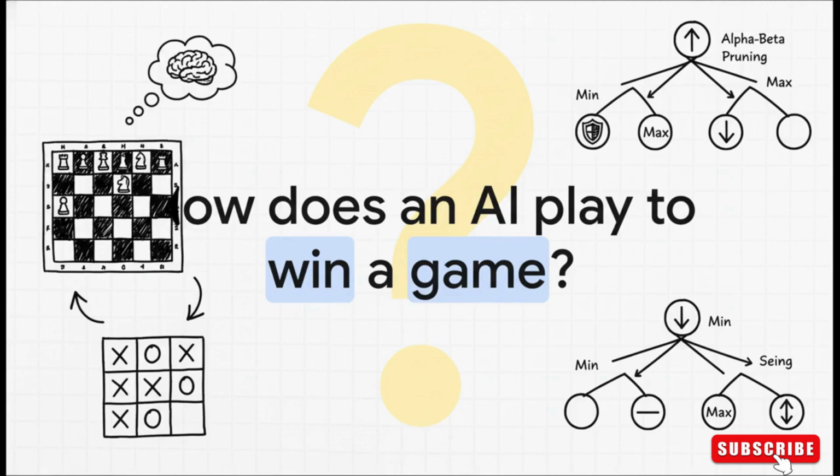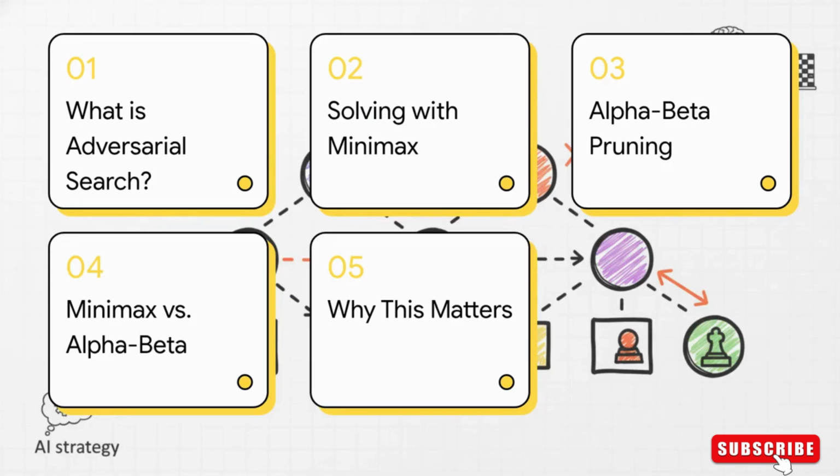Well, these techniques give an AI a solid strategy to find the absolute best possible move, all while assuming that its opponent is also playing their best game. So, here's our game plan. First, we'll cover the basics of adversarial search. Then we'll walk through solving a problem using the Minimax algorithm. After that, we're going to look at a really cool optimization called alpha-beta pruning, compare the two, and then wrap up with why all of this is so important.